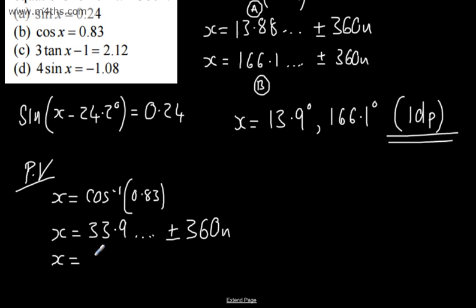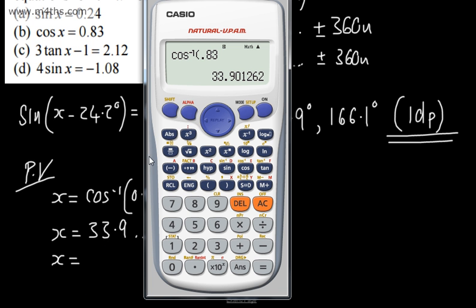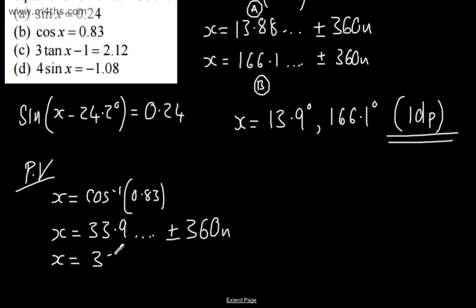If you want to show that, you're working 360 minus this, you can do. Again, I don't need it, I'm just going to store it, and then we can do 360, and this time I'm just going to do minus my answer. So we've got now 326.098 blah blah blah plus or minus 360n. So nice and straightforward.